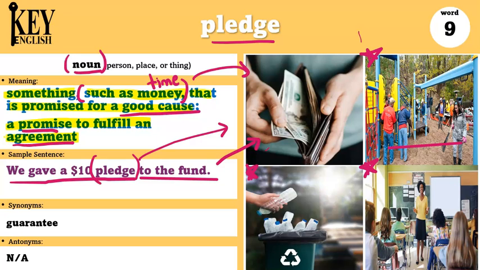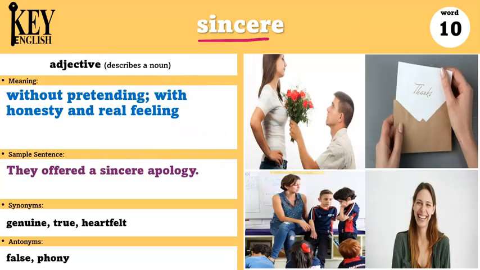A synonym is guarantee, and there is no antonym for this word. Our next word is sincere. Sincere is an adjective and it means without pretending, with honesty and real feeling. When someone is sincere, you can feel their real emotions or their real feelings.